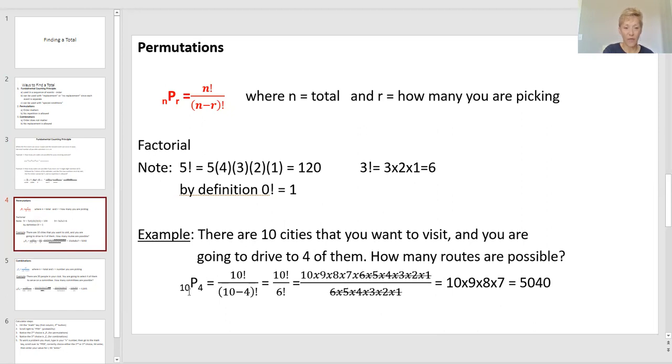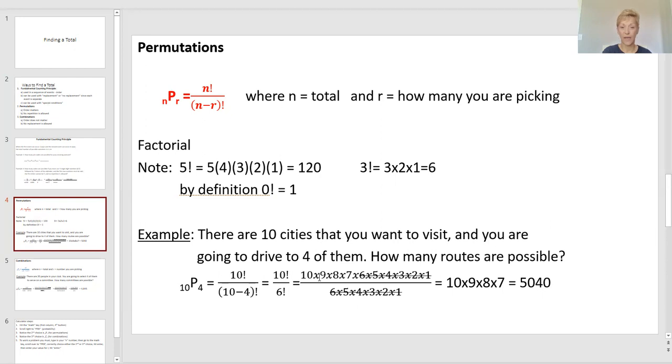So do you understand why there's a 10 here for N? Because N is how many there are to pick from. There are 10 different cities. R is how many you're picking. I'm picking 4. So all I did was replace the N with 10 and the R with a 4. Okay, so that's 10 factorial. Remember your order of operations, you have to do parentheses first. So 10 minus 4 means 6 factorial.